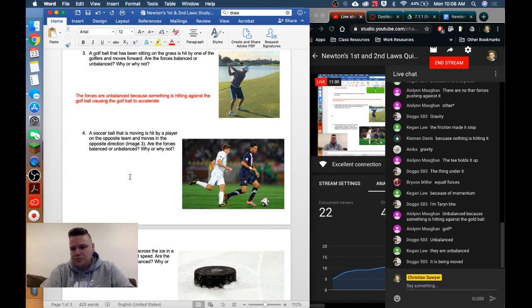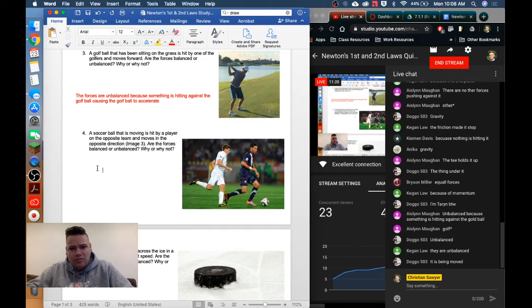Now, very good, guys. Let's move on to question four. A soccer ball that is moving is hit by a player on the opposite team and moves in the opposite direction. Are the forces balanced or unbalanced? Why or why not? What do you guys think?